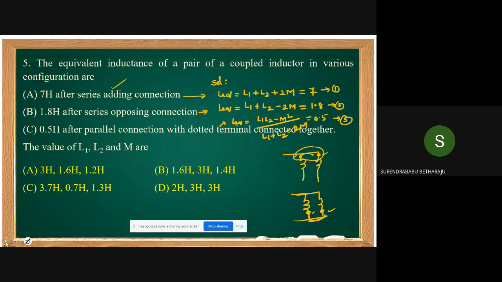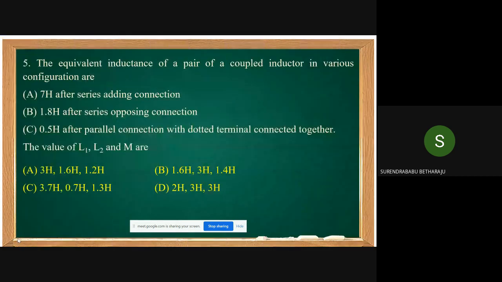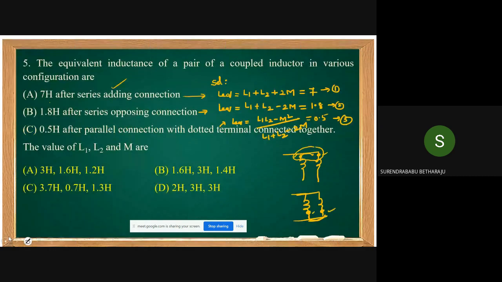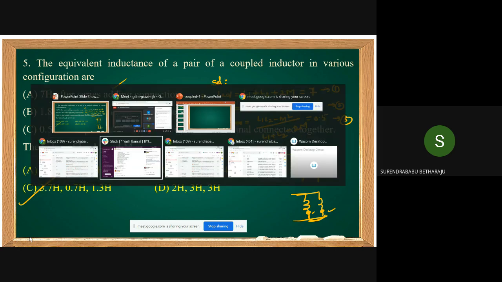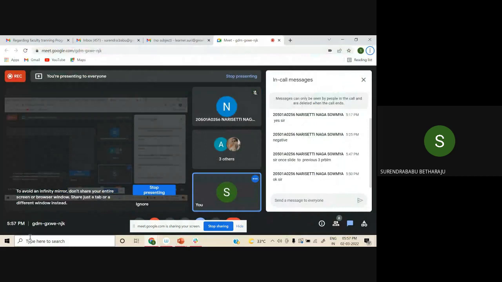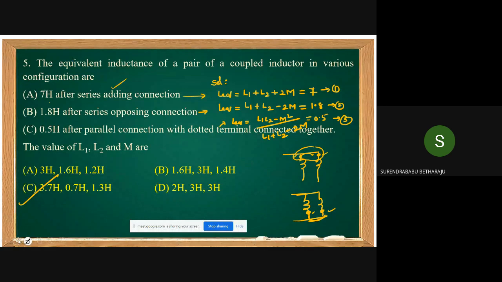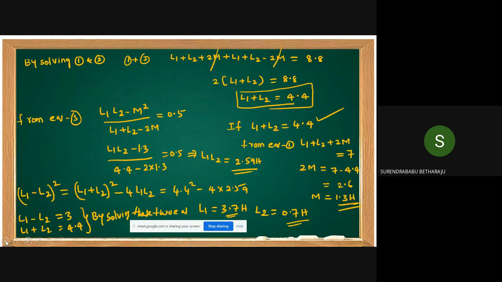L1 is 3.7, L2 is 0.7, M is 1.3 Henry. Option C is correct. Yes, friends, all of you got this? This is the solution. It is somewhat lengthy, but this is the procedure. Once you know the formulas in coupled circuits, solving of the problems is very easy.